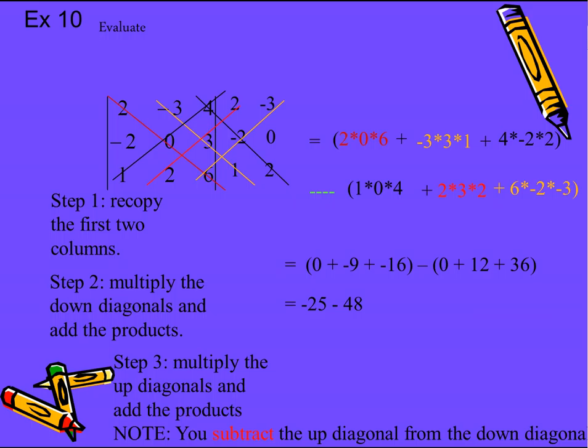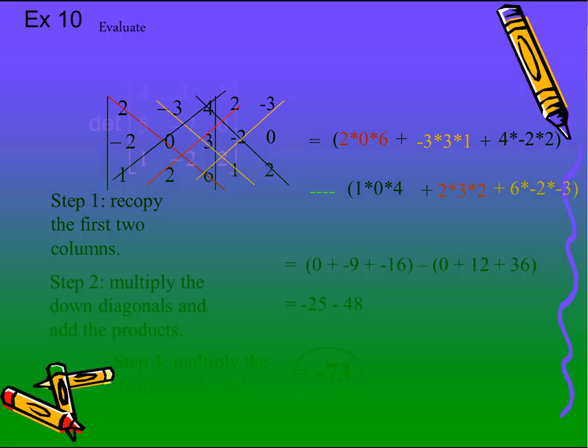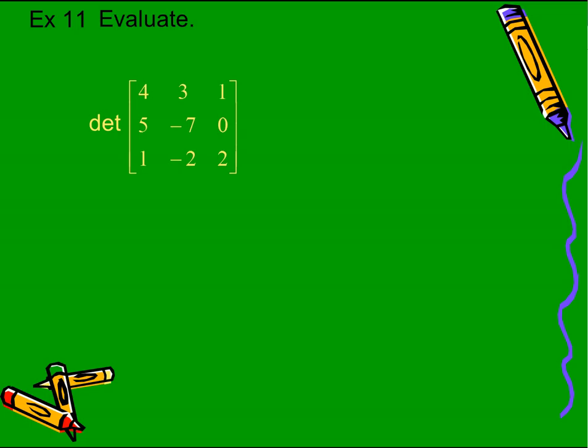You can see that starts to get a little time consuming, though, doesn't it? Now, when you get up to a 4x4, it even gets more complicated. Then it becomes pretty bizarre. But we won't even mess with that in here. Suffice it to say that we know how to do it, right? Remember, all we would do is just repeat the first 2 columns, make our 3 descending diagonals, add them up, make our 3 ascending diagonals, add them up, and subtract the 2.